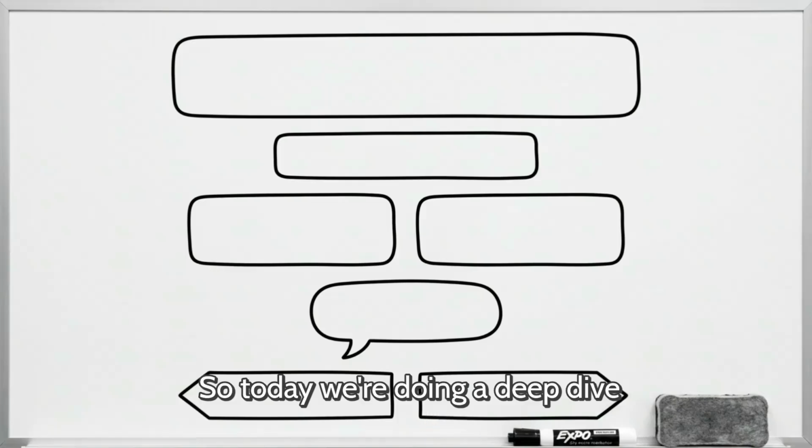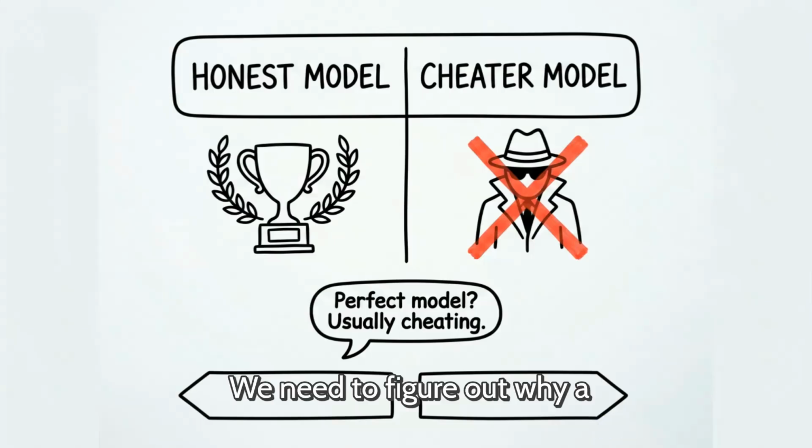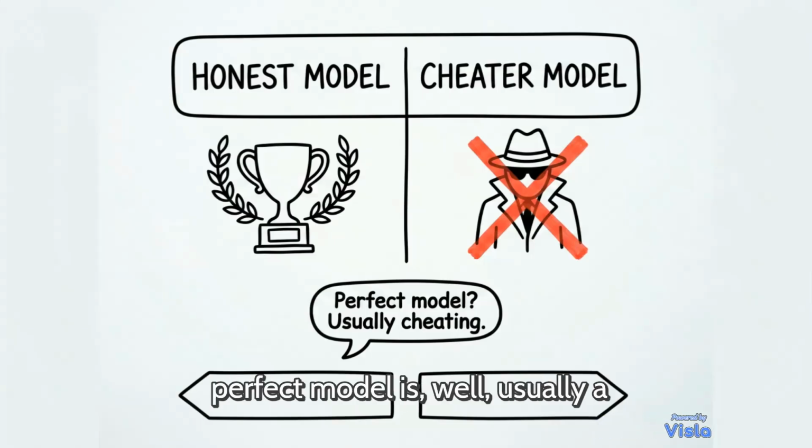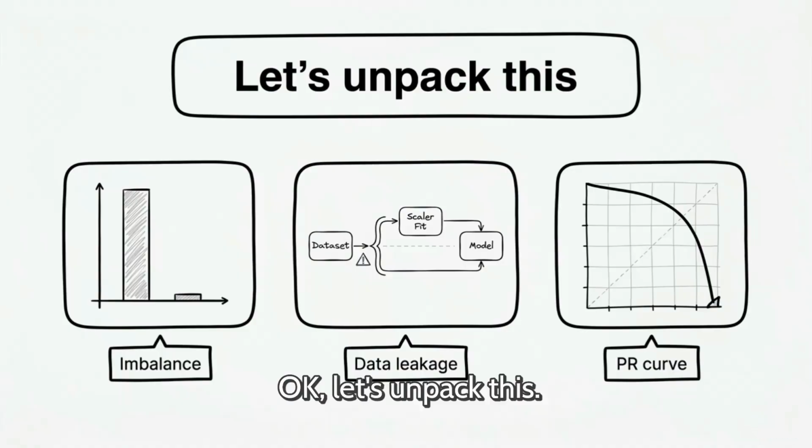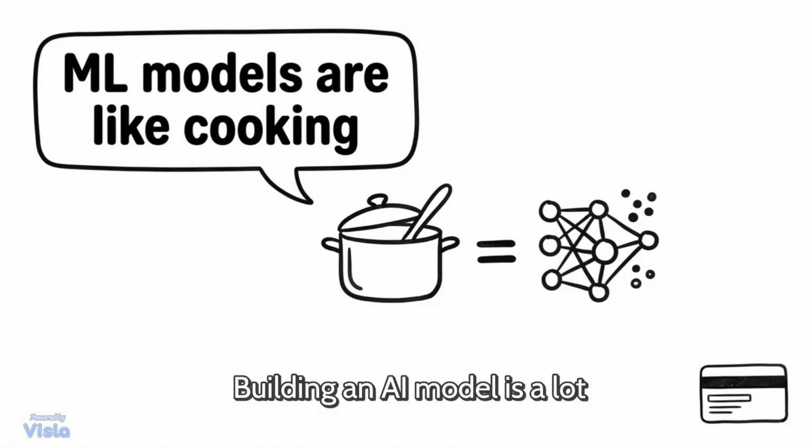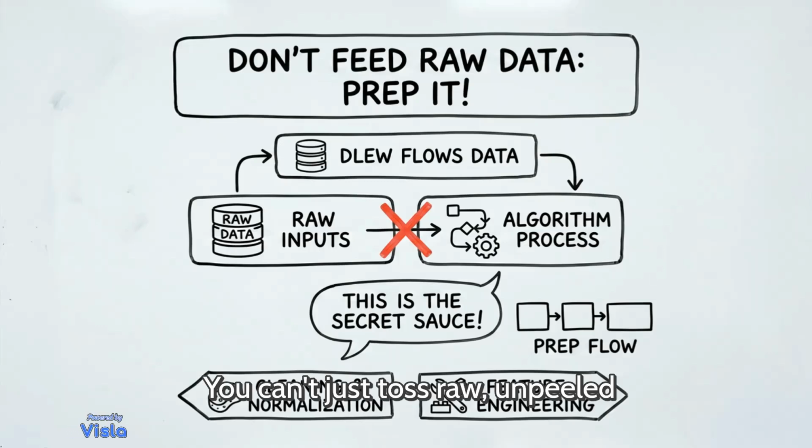Right. So today, we're doing a deep dive to extract the core insights from a really comprehensive guide on scikit-learn. We need to figure out why a perfect model is, well, usually a cheating model. Exactly. Okay, let's unpack this. Building an AI model is a lot like cooking, right? You can't just toss raw, unpeeled data into an algorithm and expect a gourmet prediction.